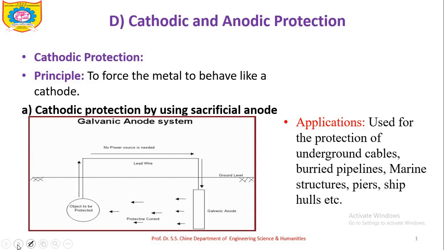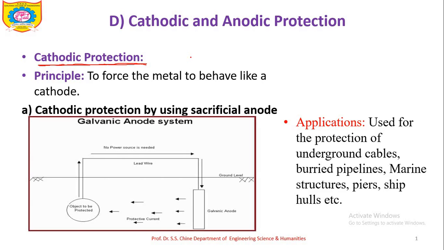Okay, let us start with the cathodic protection. In this cathodic protection you need to remember the principle. As per the phenomenon of corrosion, the metal which is acting as an anode will get corroded, whereas the metal which is acting as a cathode will get protected. So if we want to apply cathodic protection, we have to convert the metal from anode to cathode. Suppose I want to protect the metal structure made up of iron.